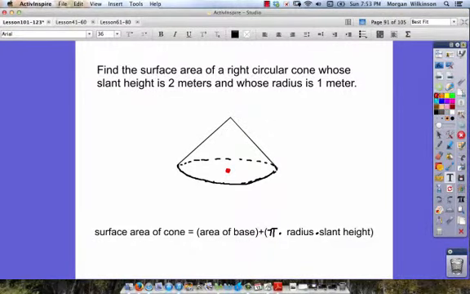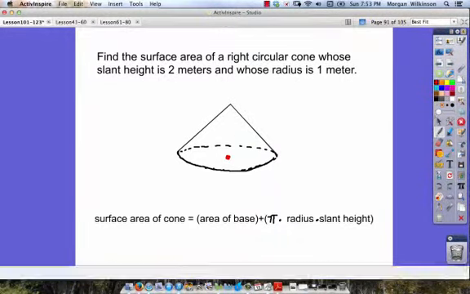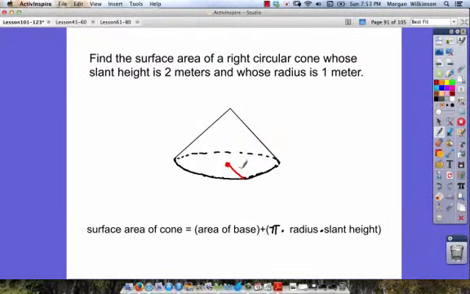So, to find the area of the base, we know that this problem tells us the radius is 1 meter. So if the radius is 1 meter, it's going to look like this. The slant height is 2 meters. And 2 meters, that tells us the diagonal distance. That's why it's called the slant height. So the area of the base is going to be pi times the radius squared. So 3.14 times 1 squared, well 1 squared is 1, and 1 times 3.14 is going to be 3.14.